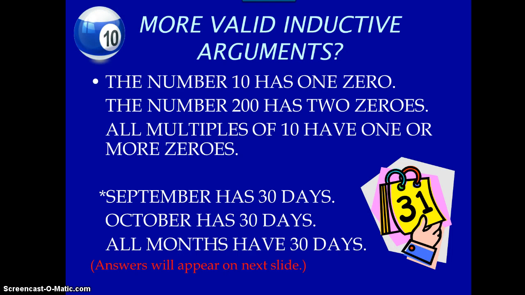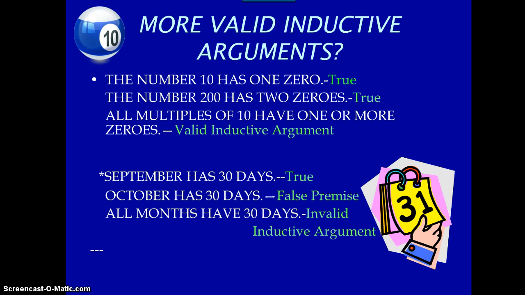All right, the number 10 has 1 zero. The number 200 has 2 zeros. All multiples of 10 have 1 or more zeros. September has 30 days. October has 30 days. All months have 30 days. So, the first example, the number 10 has 1 zero, that's true. The number 200 has 2, that's also true. So those are both true premises to come to this valid inductive argument, okay?